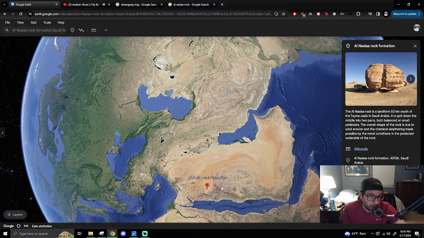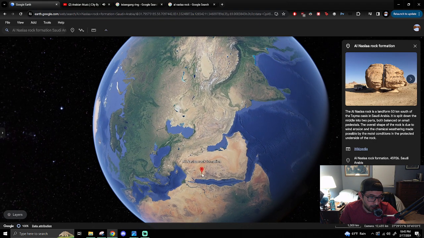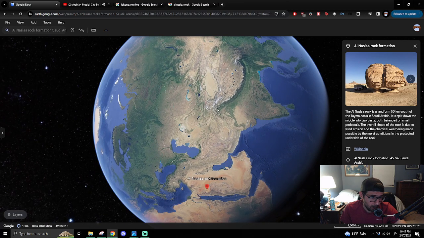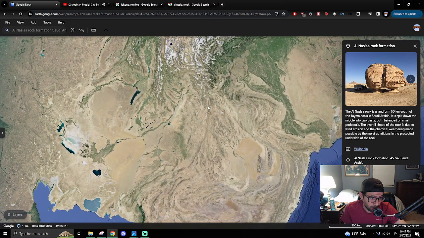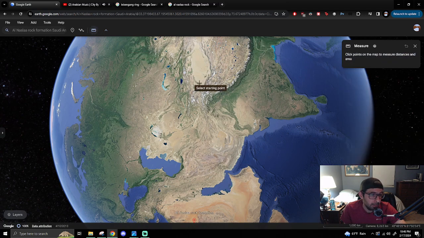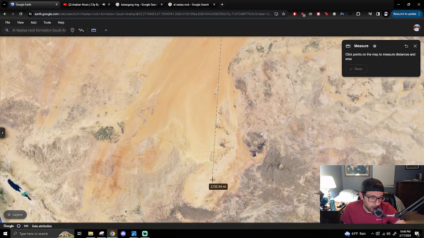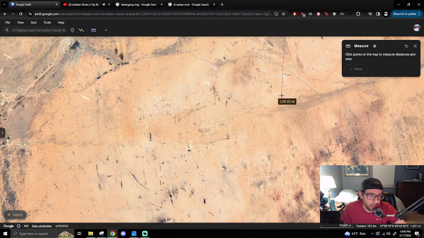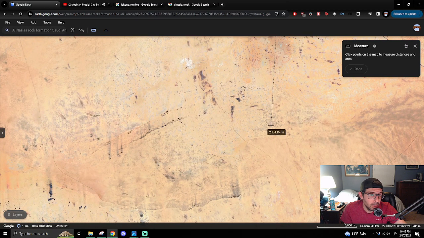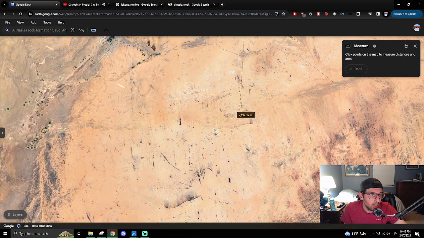As well as if we look over here, Al Nasra rock formation is pretty much right across this path. If we follow this straight line and just keep off the end of the Himalayas and go across, from here to the rock formation, wherever that was, maybe I could find it. Somewhere over here.